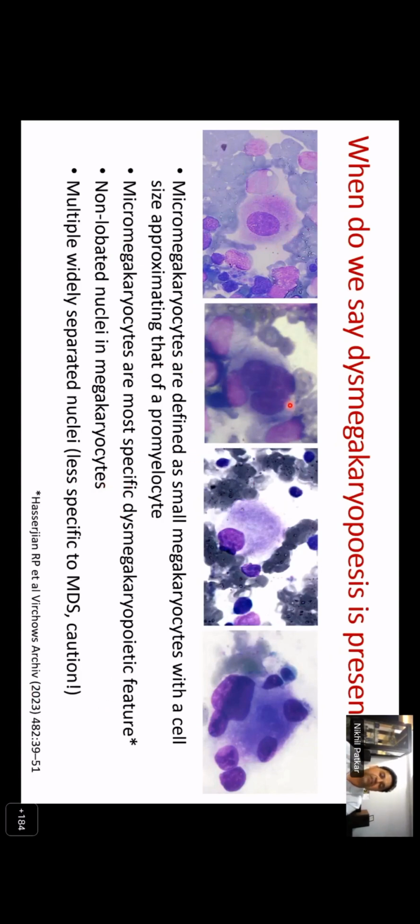You can have micromegakaryocytes in this form. You can have dysmegakaryopoiesis in which the nuclei are eccentric like this, and there is also 5q syndrome, for which I'll be showing you the photos. And sometimes you can have these widely separated nuclei which also make it MDS.